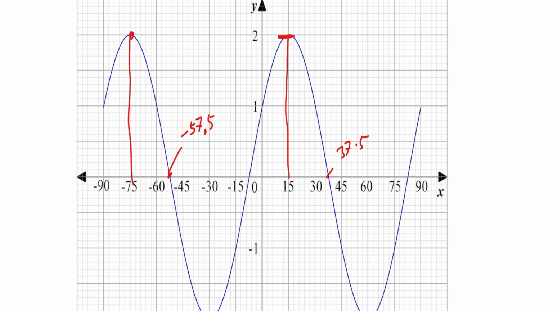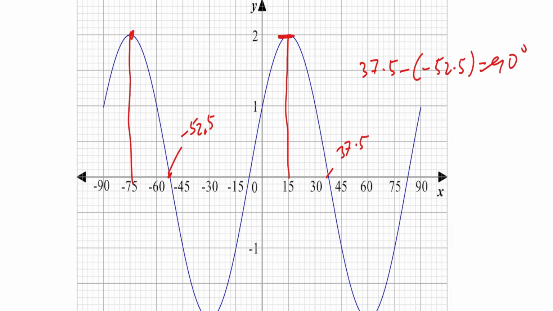If you add those two, let me confirm. It's 95, that's not 57.5. I think it's 52.5, if I'm not wrong. It's -52.5. So if you take 37.5 minus -52.5, it gives you 90 degrees.